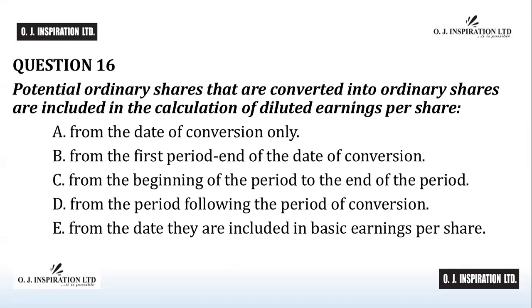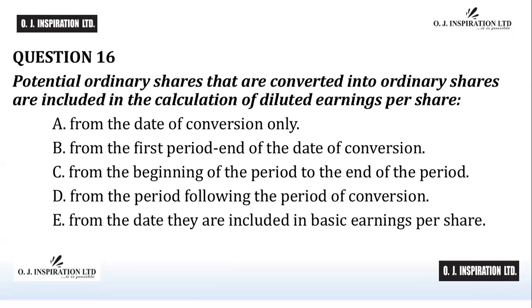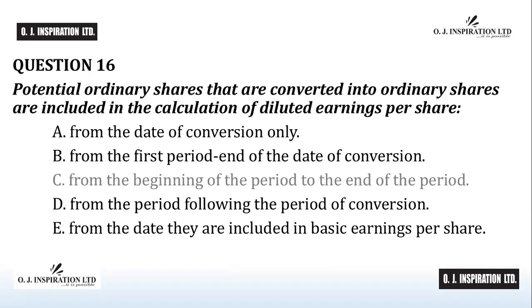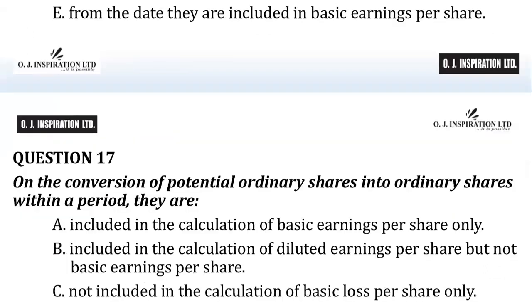Question number 16. The answer to question number 16 is C. From the beginning of the period to the end of the period. Potential ordinary shares that are converted into ordinary shares during the period are included in the calculation of diluted earnings per share from the beginning of the period to the date of conversion and from the date of conversion onwards. They are included in effect from the beginning of the period to the end of the period. C is the answer to question number 16.